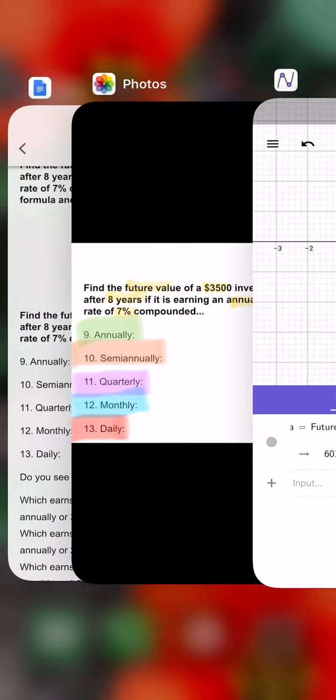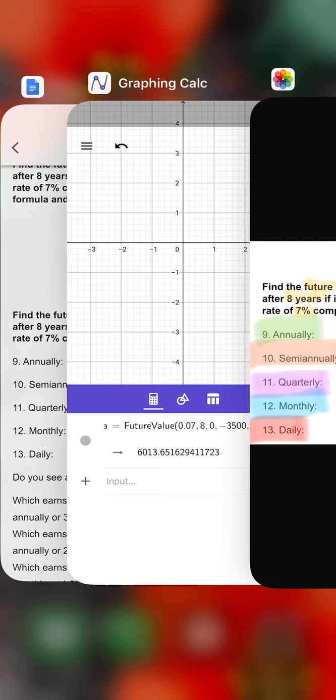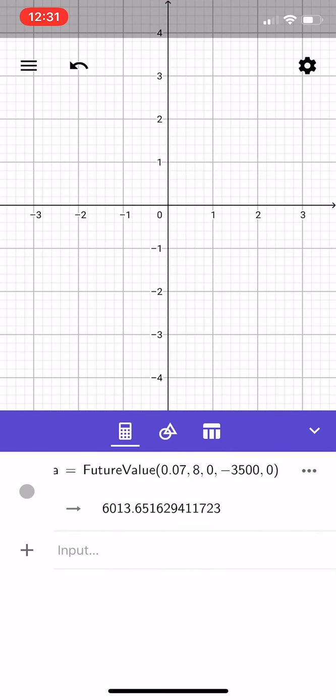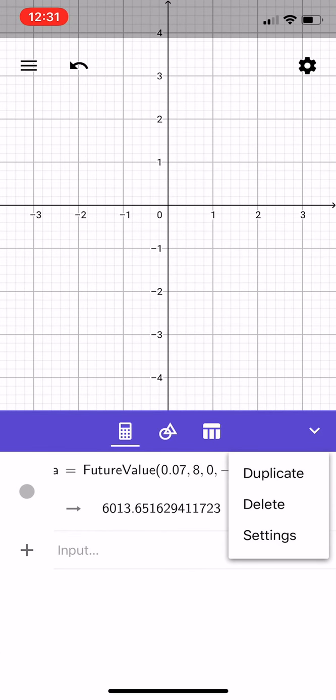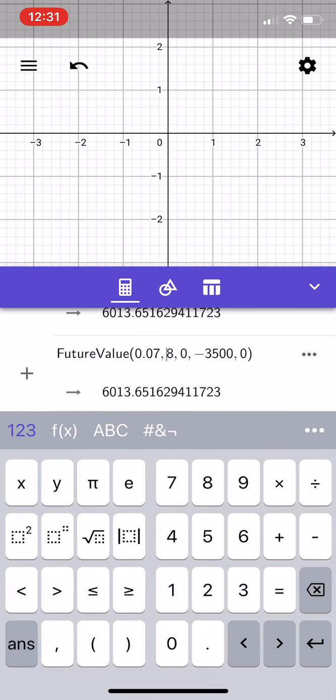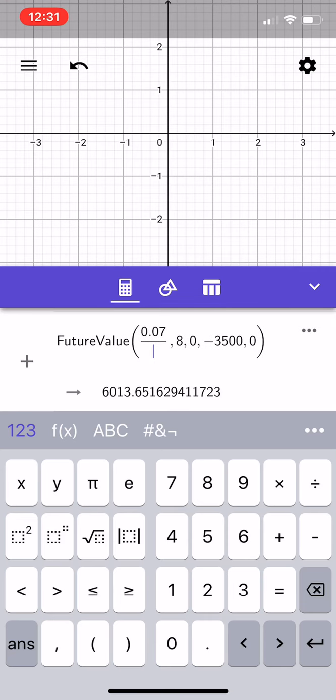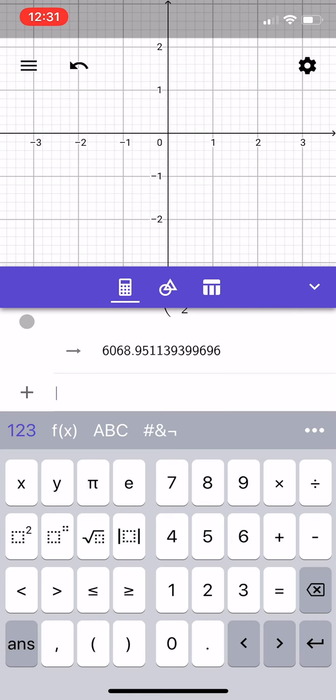If I want to keep going on this problem and do semi-annually next, I basically need to copy what I just did. So you can hit these 3 little dots on the side and hit duplicate. And I'm going to go in and edit this. So it converted my 7% to 0.07 automatically. So I'm going to divide by 2 since this is semi-annual. And then I'm going to do 8 times 2 here for my number of periods. But everything else should stay the same. My payment is still 0. My present value is still negative $3,500. And now I have this new amount right here, that $6,068 and 95 cents.